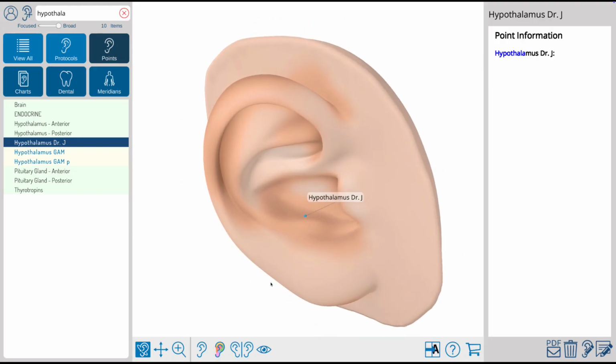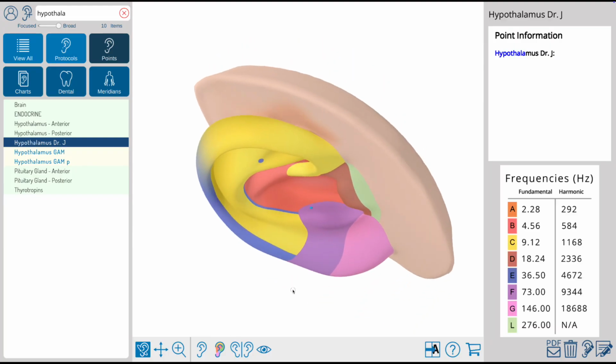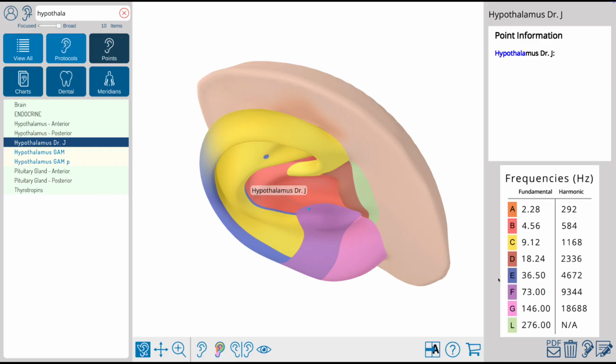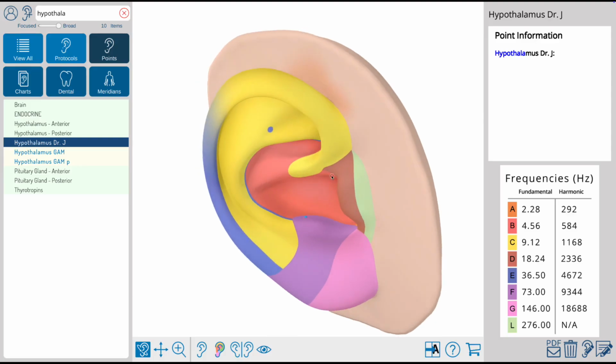And then what frequency would you want to use for this? Let's turn on our Nogier frequency here. And this is recommending 73 hertz because of this brain zone. And I do like 73 hertz for this hypothalamus point.